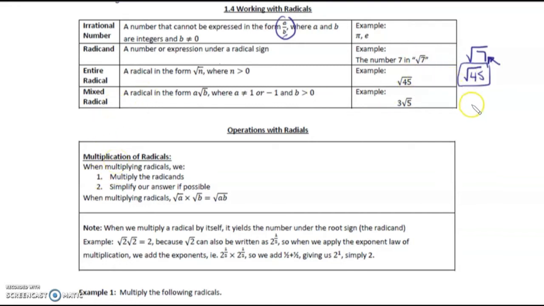Now we can also have a mixed radical where there's a number in front, say for example, in this case, 3 is in front, and then we have a radical, so like root 5. Again, under the root sign, this number has to be greater than 0. We can't root a negative number. And if it's going to be a mixed radical, obviously this number has to exist, this 3, so it cannot be 1.